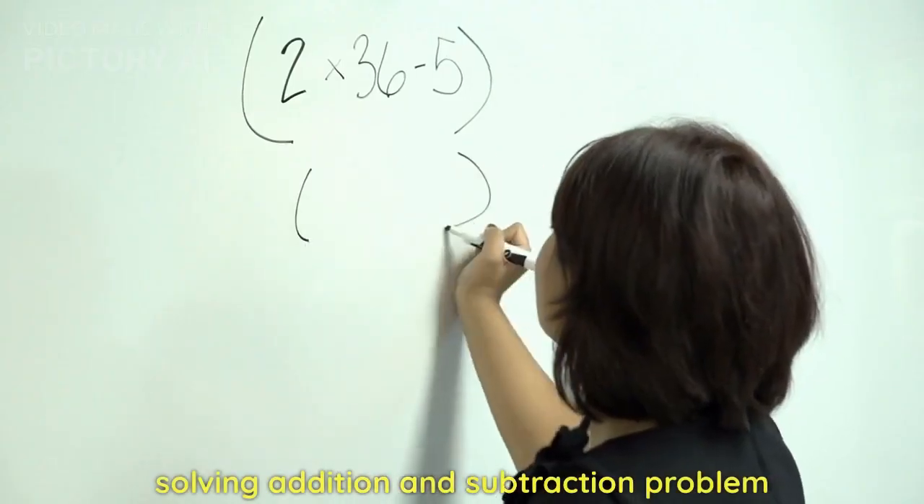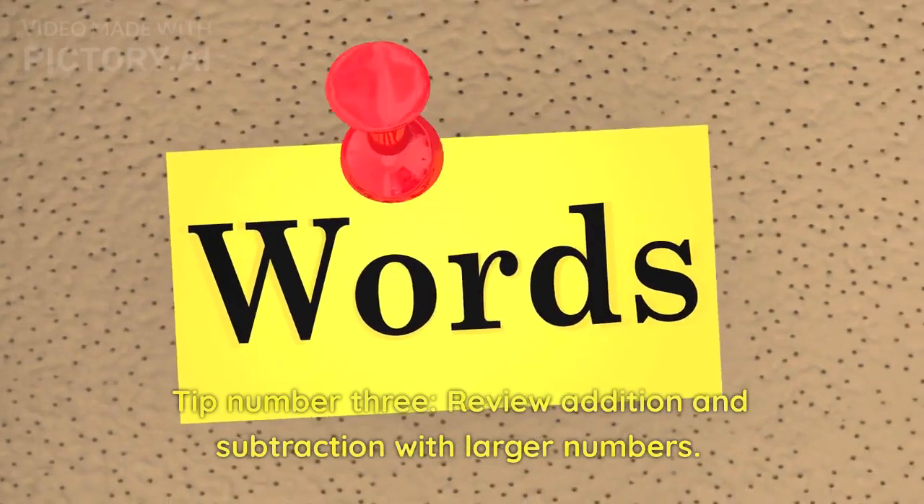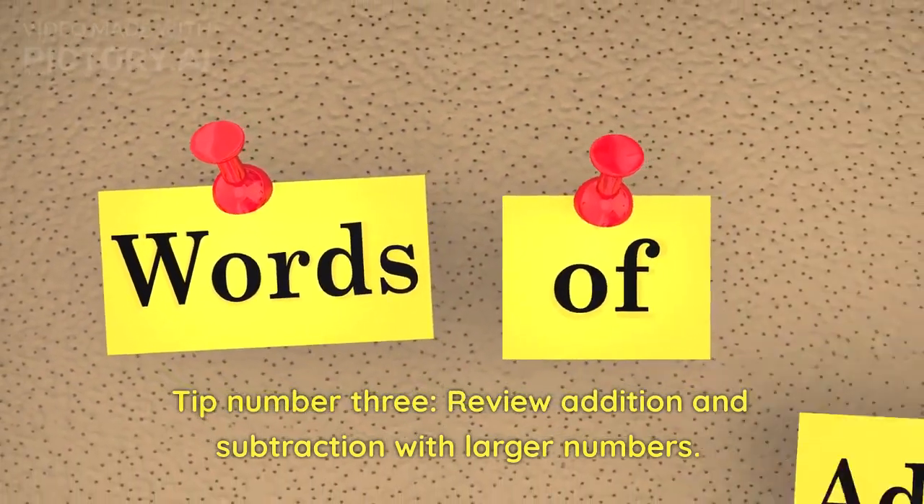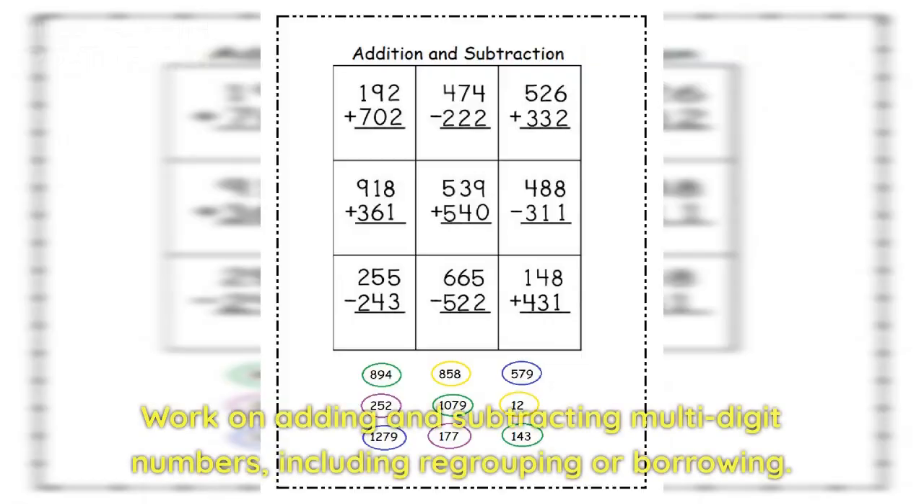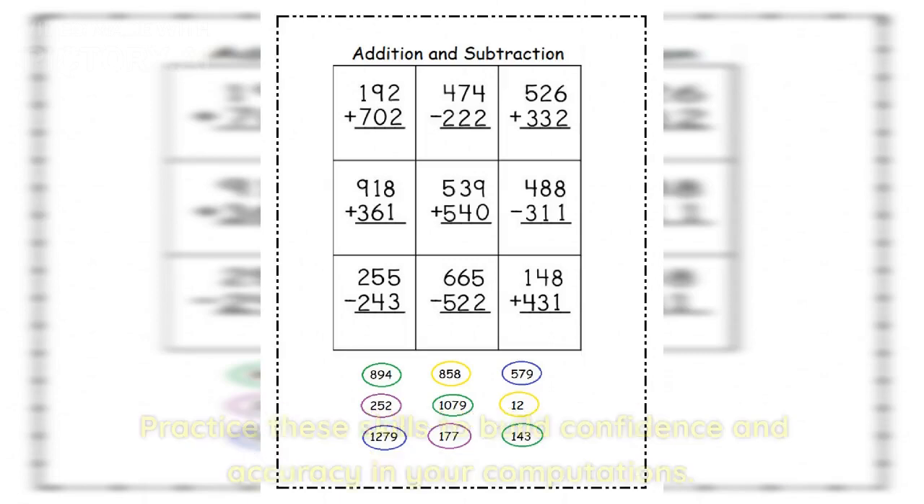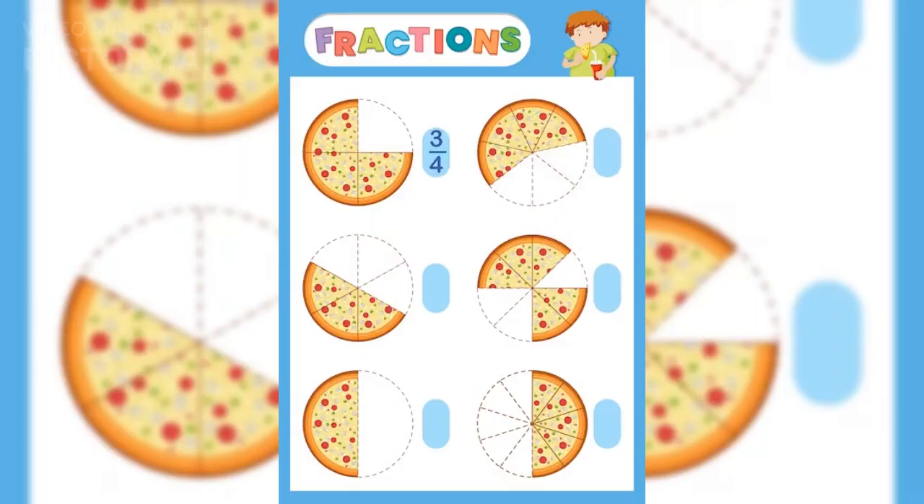Solving addition and subtraction problem. Tip number 3. Review addition and subtraction with larger numbers. Work on adding and subtracting multi-digit numbers, including regrouping or borrowing. Practice these skills to build confidence and accuracy in your computations.